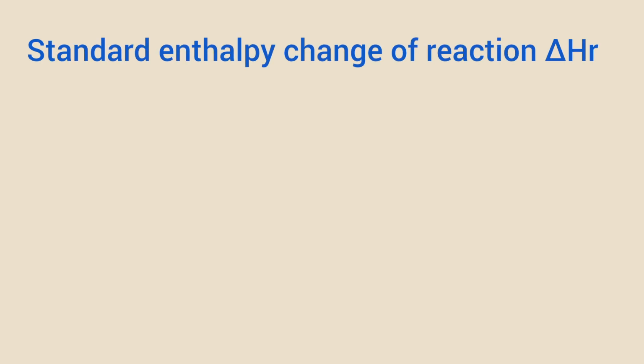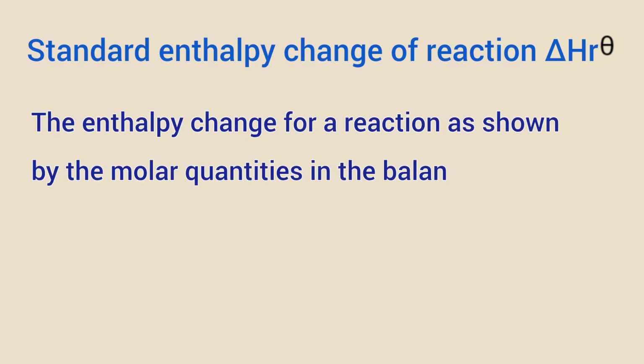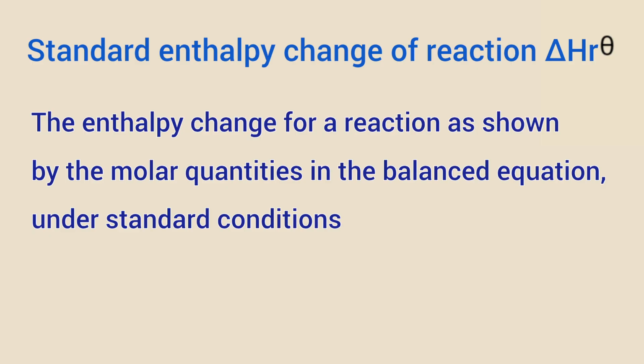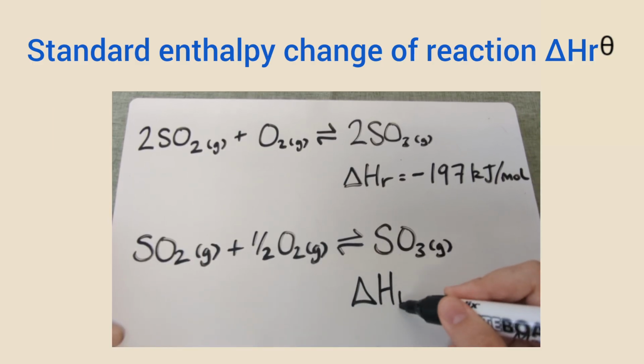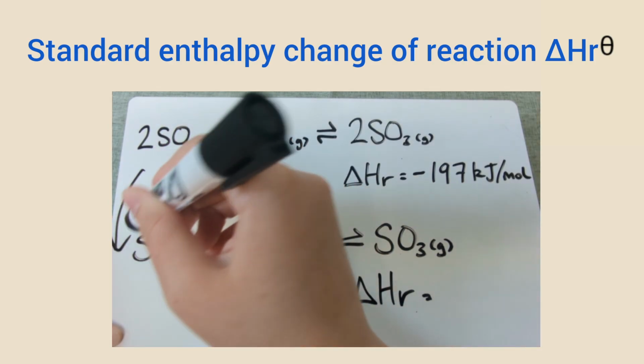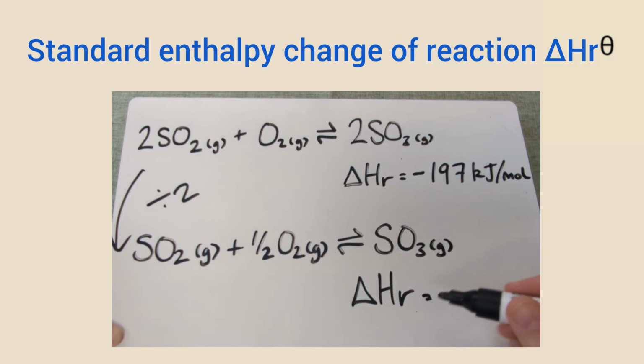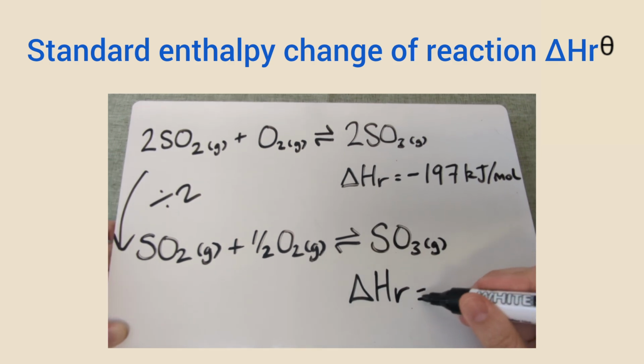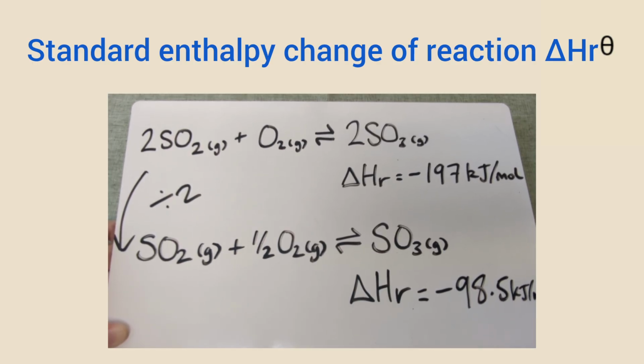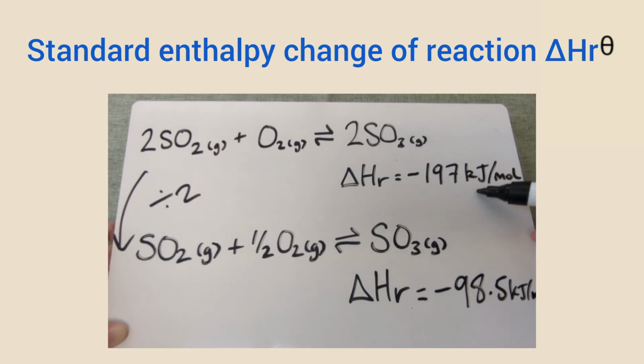Let's take a look at standard enthalpy change of reaction first. This is defined as the enthalpy change for a reaction as shown by the molar quantities in the balanced equation under standard conditions. So an example equation for this one could be any reaction really. I've gone for this one, so we've got sulfur dioxide reacting with oxygen to make sulfur trioxide. The enthalpy change is negative 197 kilojoules per mole, and that enthalpy change of reaction value depends on the balancing numbers. So if we halve everything, if we halve the balancing numbers, the ratios in the balanced equation, guess what happens to the enthalpy change? It halves as well.